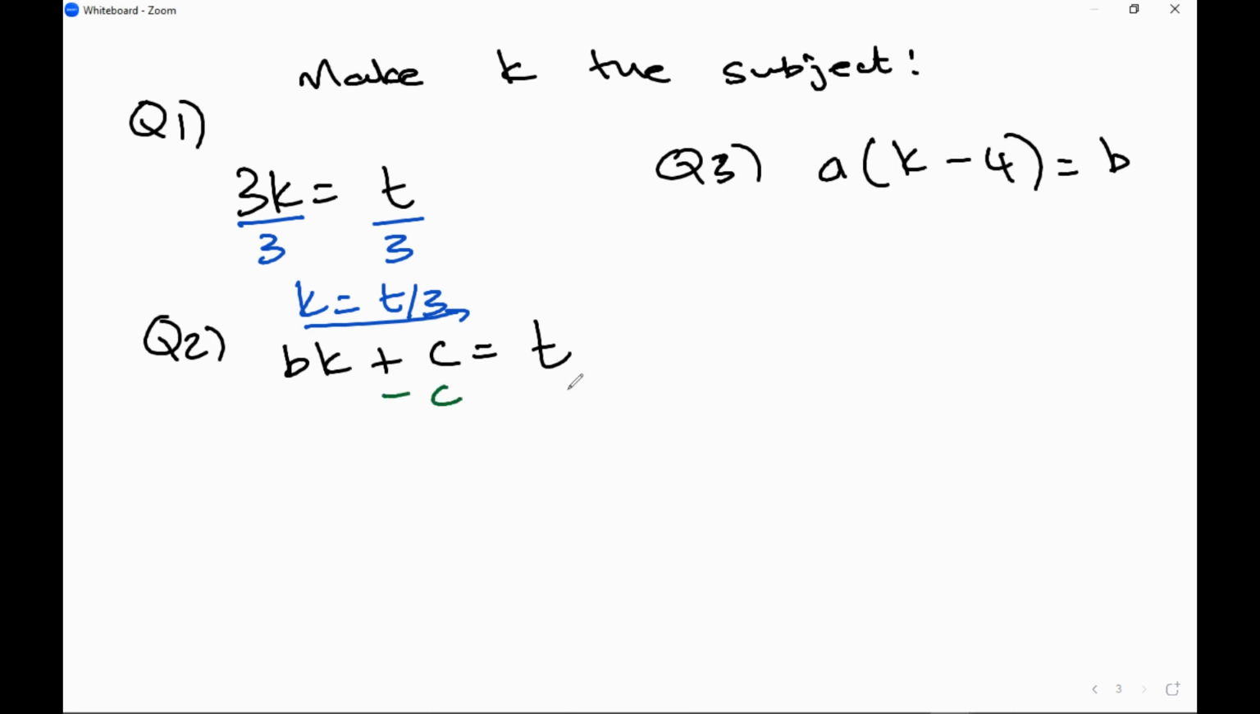So I'm going to subtract c on both sides. So bk will equal t minus c. Then I'm going to divide by b, and so k equals t minus c over b.